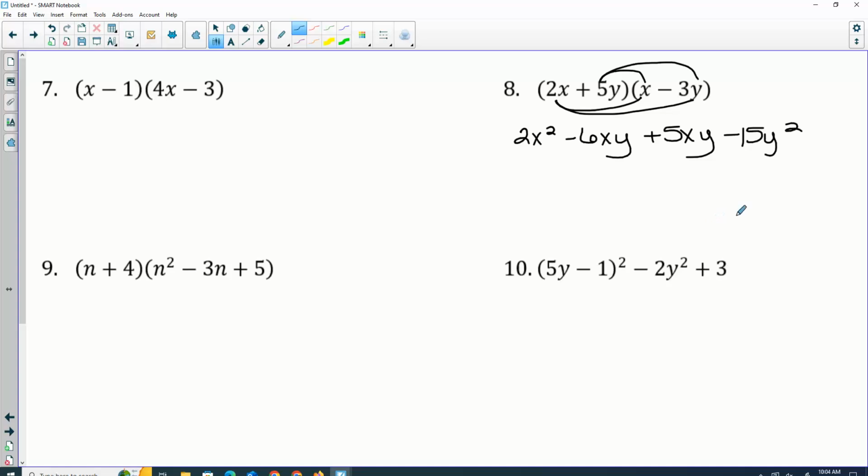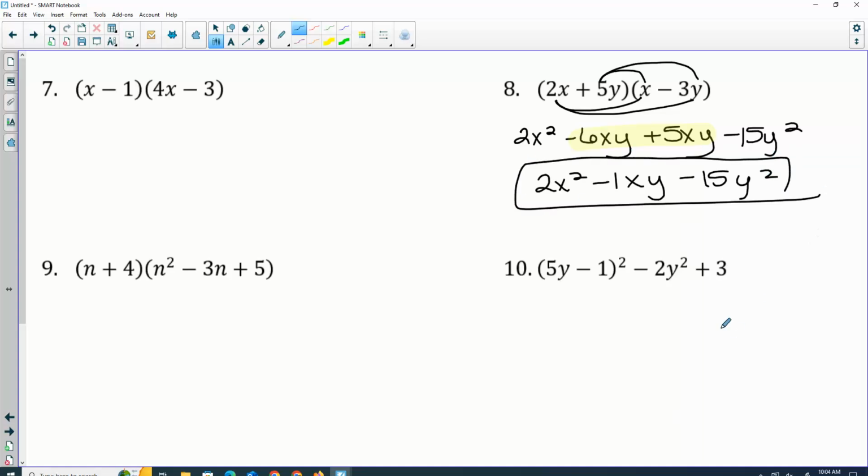What do you need to look for? Like terms. These have the same variables, so I can combine them together. So -6 plus 5 is -1, or just negative xy minus 15y squared. Number 10. When it says 5y minus 1 squared, what does that mean?